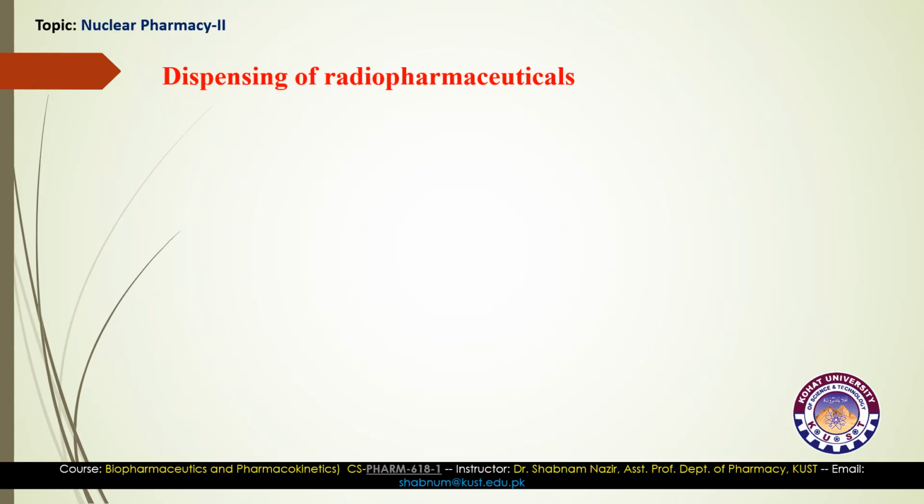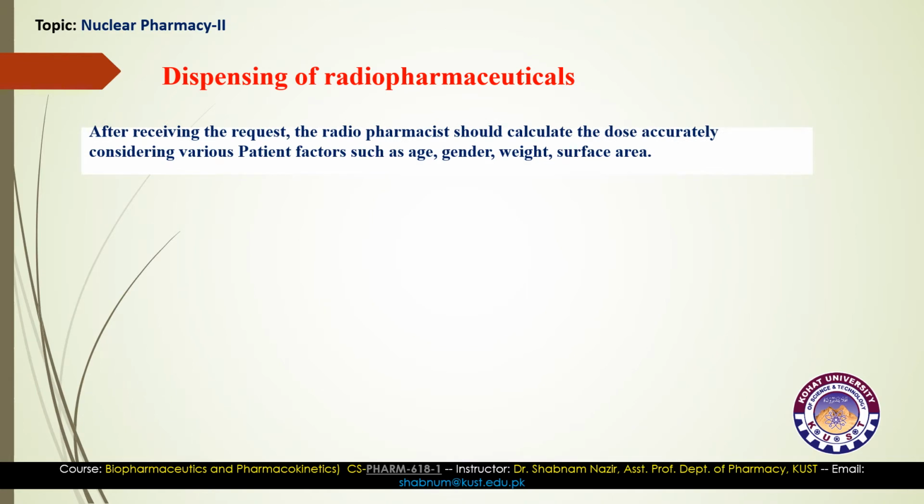Dispensing of radiopharmaceuticals. Whenever a request is received by the pharmacist, the radiopharmacist will carefully calculate the dose accurately. Accurate calculation and calibration is extremely important in the case of radiopharmaceuticals because they contain radioactive material, which should never exceed the need of the patient.